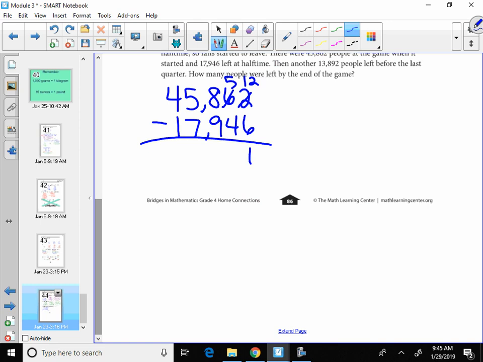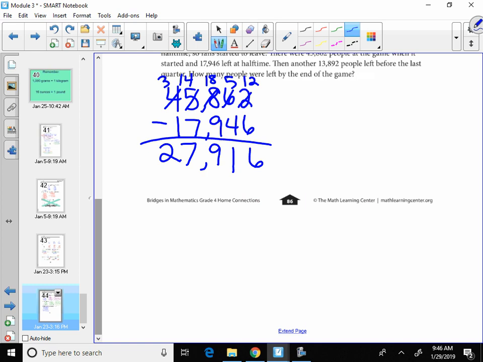12 minus 6 is 6. 5 minus 4 is 1. Can't do 8 minus 9, so I'm going to take 1,000, break it into 10 hundreds. Can't do 4 minus 7, so I'm going to take a 10,000 and break it into 10 thousands. So that's how many people are at the game right now.